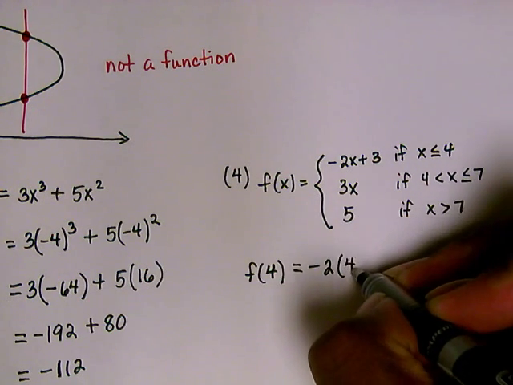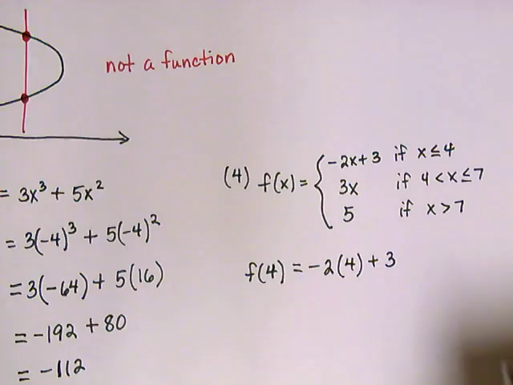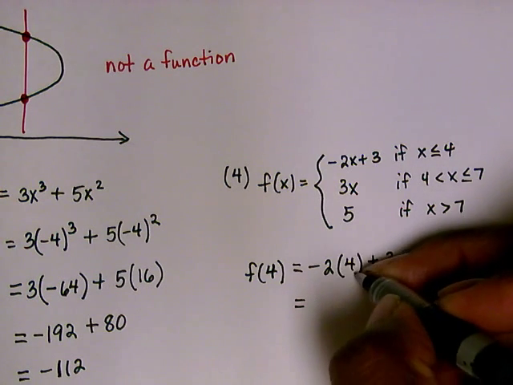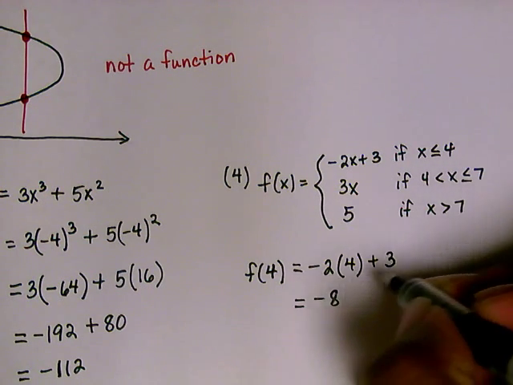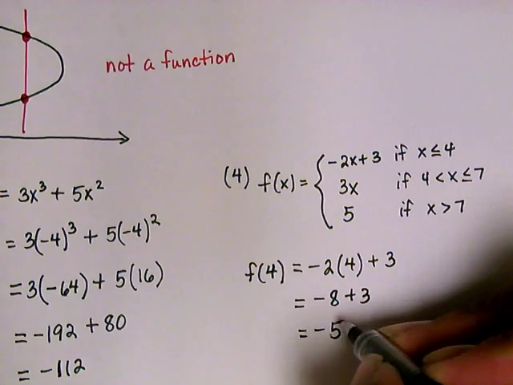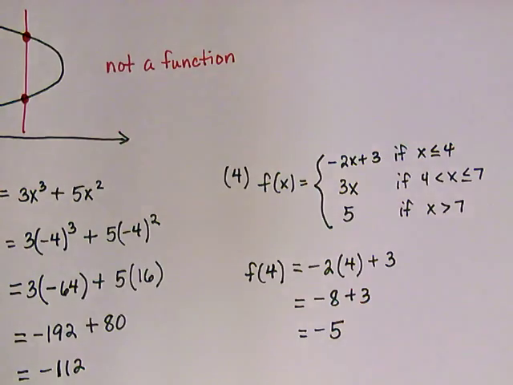So here I'm going to replace the x with the 4. So I get negative 2 times 4 plus 3. Negative 2 times 4, that's negative 8. And then negative 8 plus 3 will be negative 5. So the value of that piecewise function at x equal 4 would be negative 5.